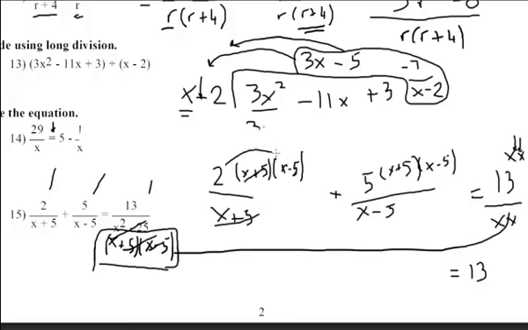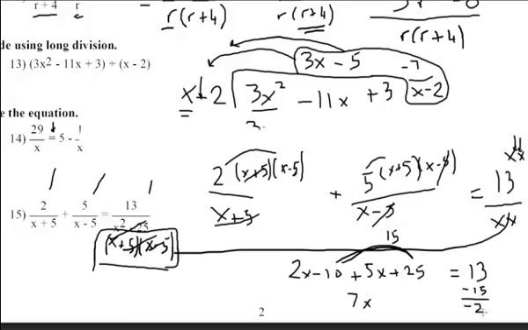So what's left is 2 times x minus 5, which is 2x minus 10. The x minus 5s have cancelled here. What's left here, distributive law, is 5x plus 25. That's 25. When I rearrange all this, 2x plus 5x is 7x. Negative 10 and 25 is 15. So I'm going to subtract 15 from both sides. Negative 2. So here we go.